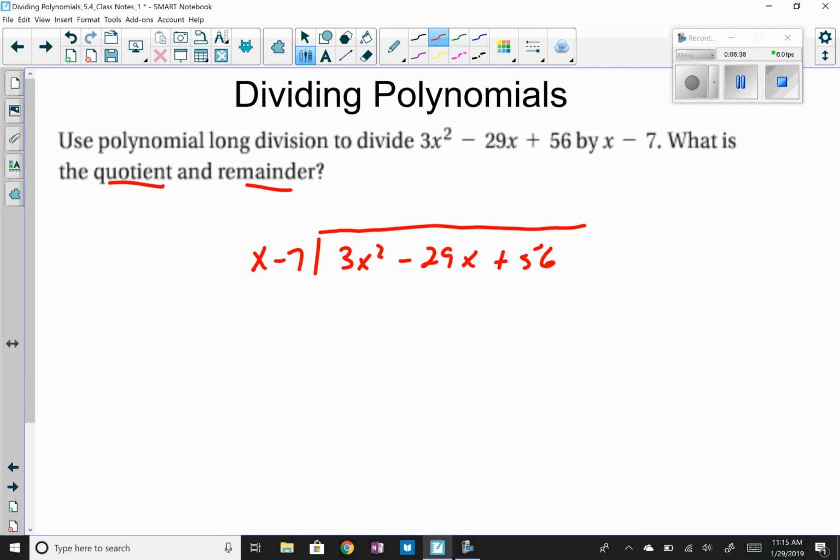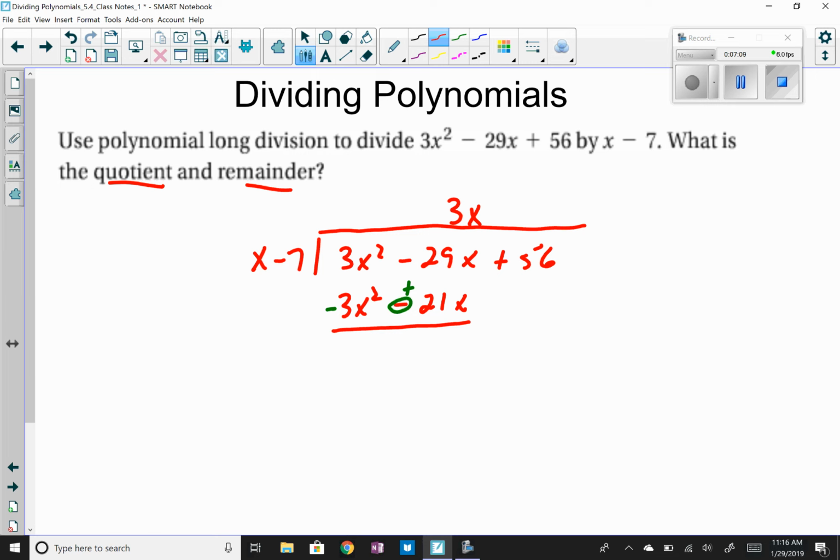All right, so we're asking ourselves, what do we multiply to x to give us 3x squared? So that would be 3x. I'm going to put the 3x in the x column here. Distribute the 3x to the x minus 7, and I get 3x squared minus 21x. Okay, remember to change the signs on the bottom. So this will become negative, this will become positive. And now we're ready to take a remainder.